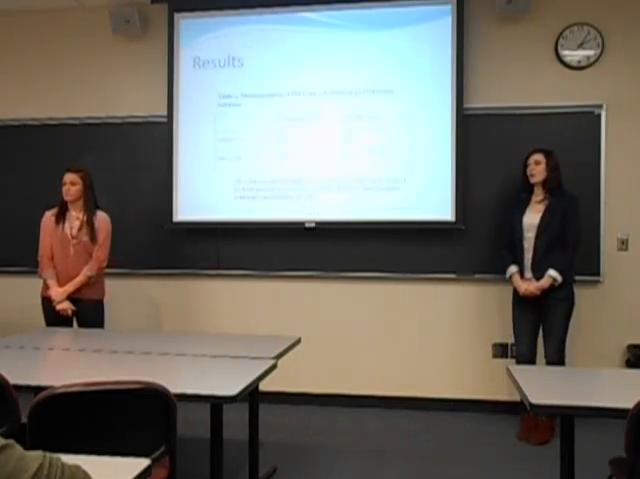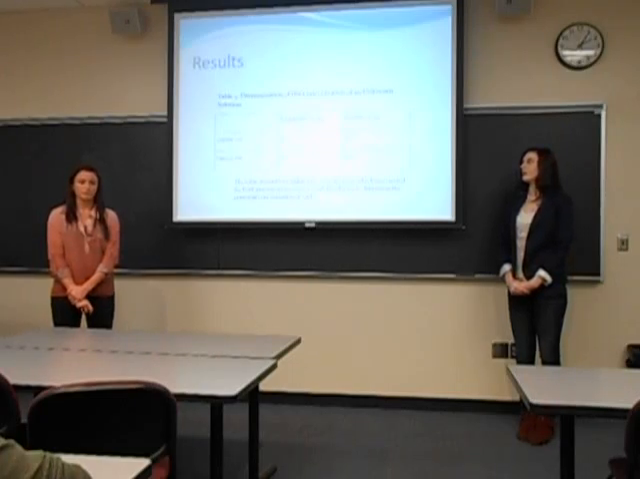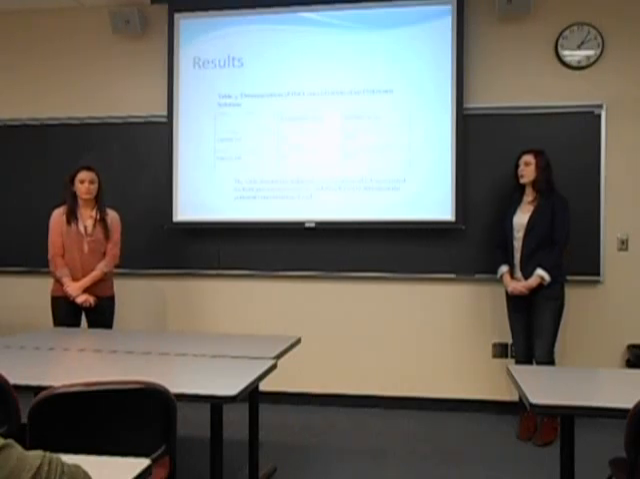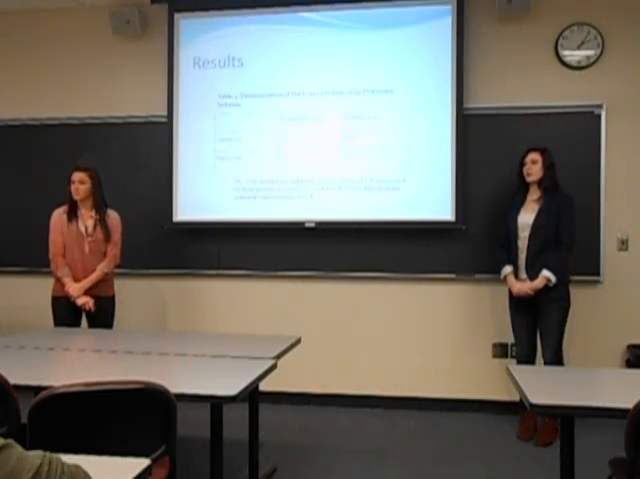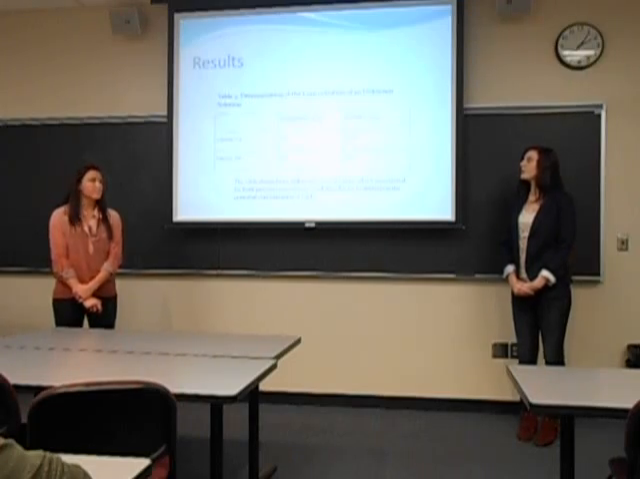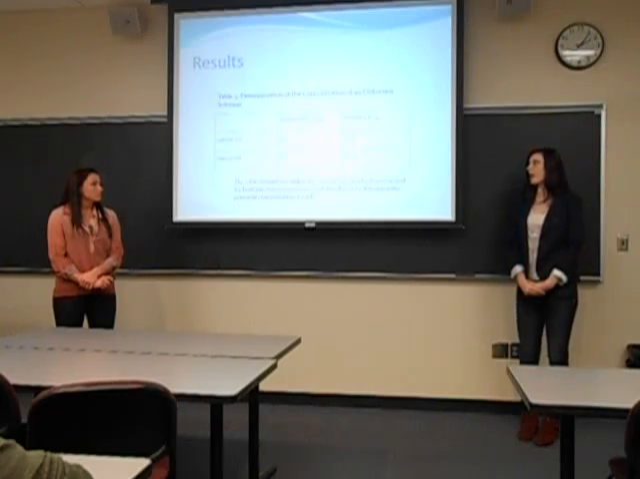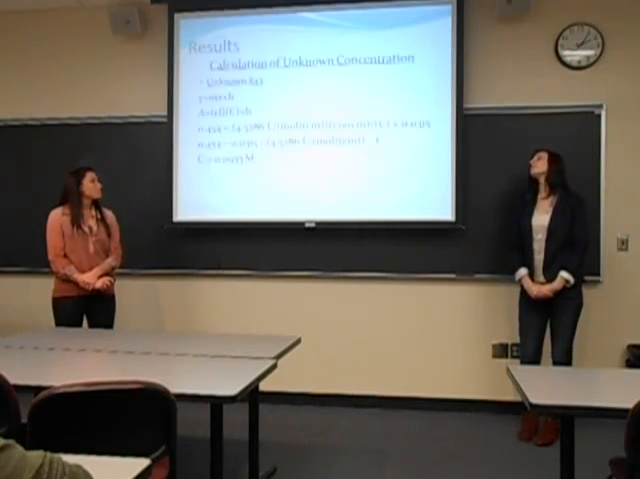This is our table for our 2 unknown solutions. Andy was given number 43 and I was given number 44. Using the spectrophotometer, we put our 2 unknown solutions in the spectrophotometer and recorded their percent transmittance and absorbance. For Andy's, it was 35.2% transmittance and 0.454 absorbance. For mine, it was 30.6% transmittance and 0.514 absorbance.